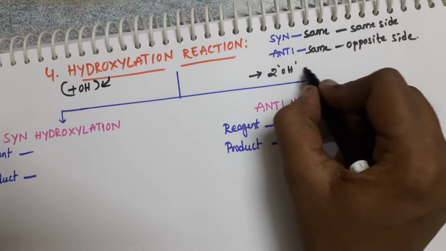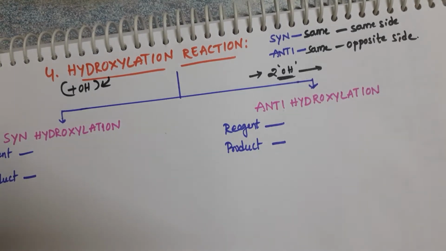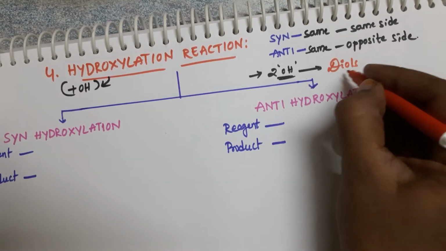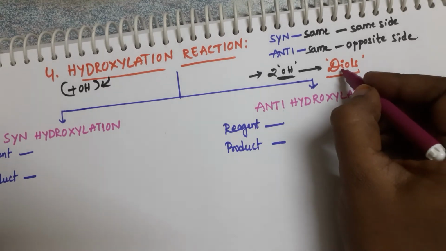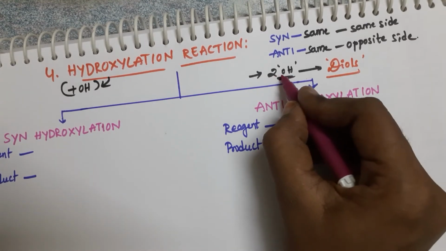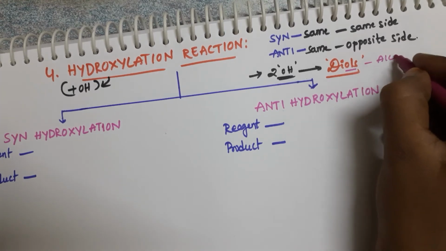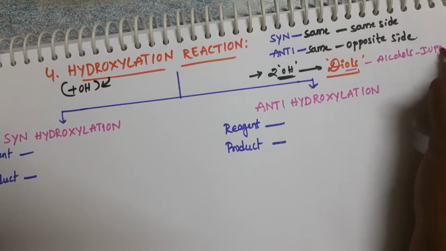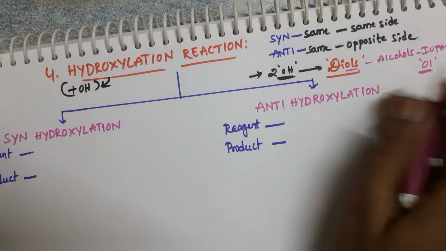If these two OH groups are present, the products are called diols. Why are they called diols? Di means two, because we are getting two OH groups in the product. And ols means alcohol: the IUPAC suffix is -ol, so that's why it is called a diol.